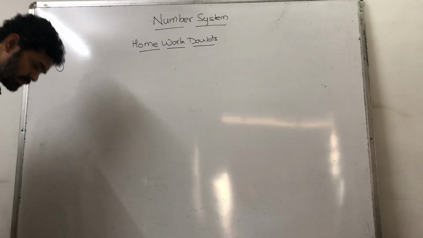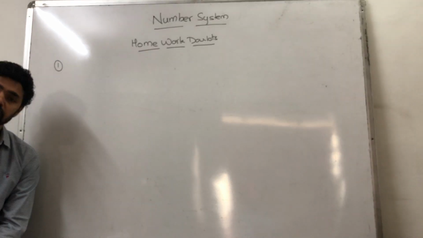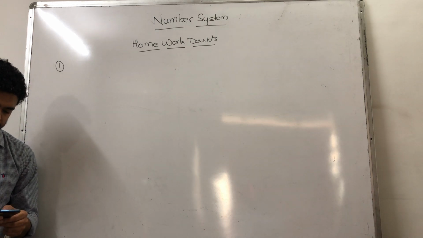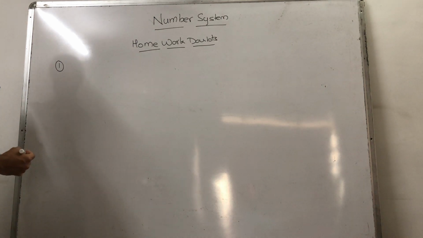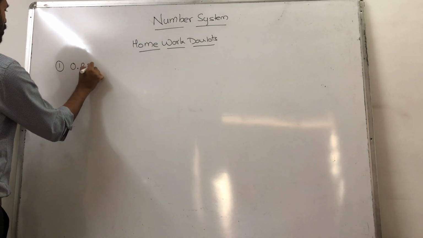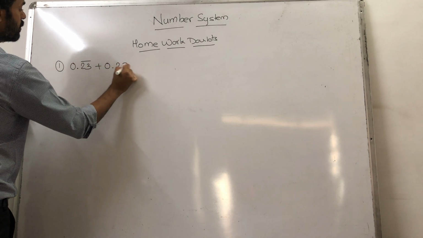Hello kids, in this video we are looking at the sums that were in the homework sheet. I'll be individually solving each and every sum. So the first sum was to find the value of 0.23 bar plus 0.2 bar.